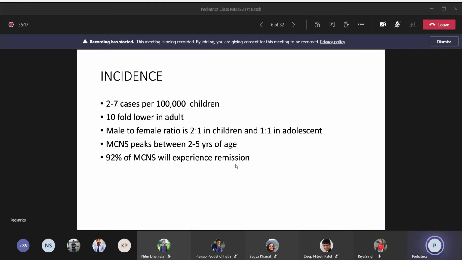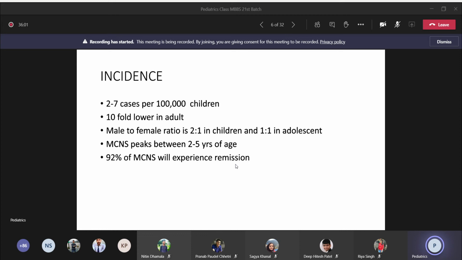What is the incidence of nephrotic syndrome? Usually it has been seen that 2 to 7 cases per 1 lakh children. And the second one is, it is 10-fold lower in the adult, and the male to female ratio is 2:1. Usually it occurs more commonly in children. The minimal change nephrotic syndrome occurs in 2 to 5 years of age, and 92% of the minimal change nephrotic syndrome experience remission. So you have to know what is the incidence of the nephrotic syndrome.